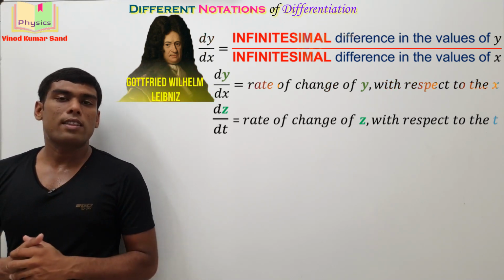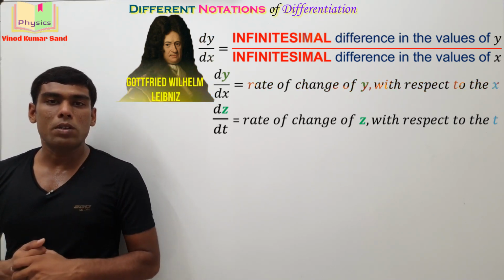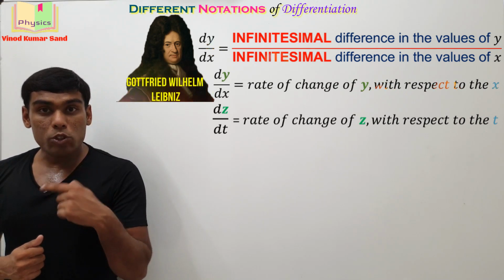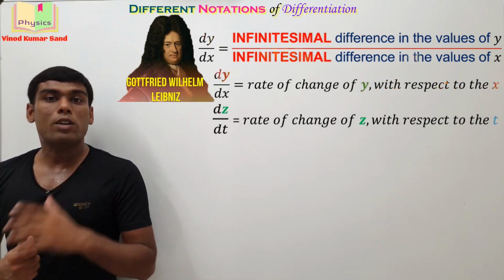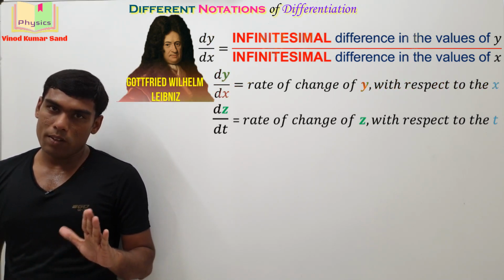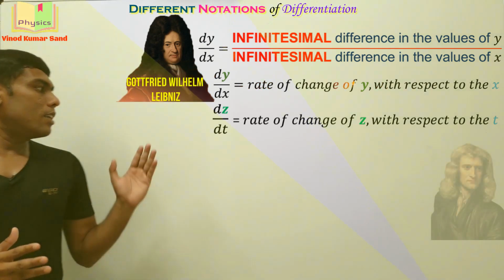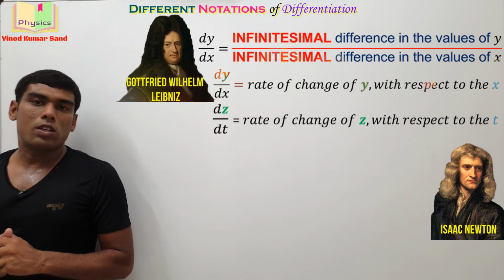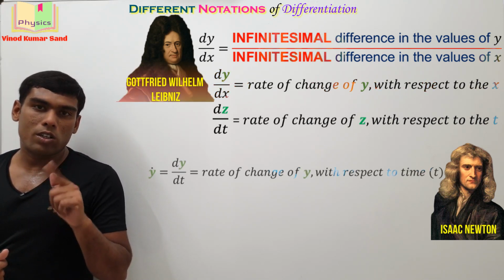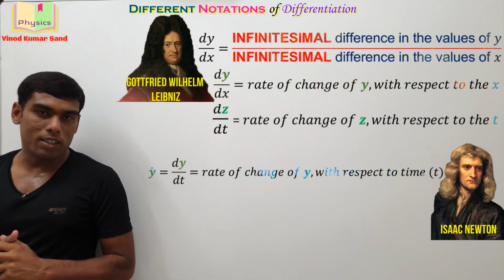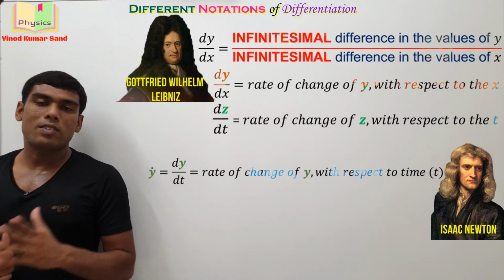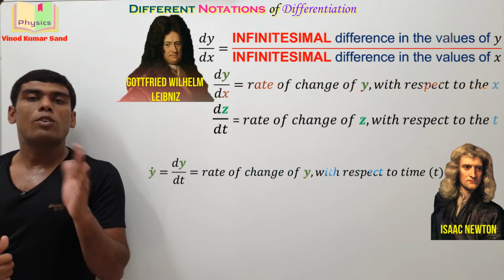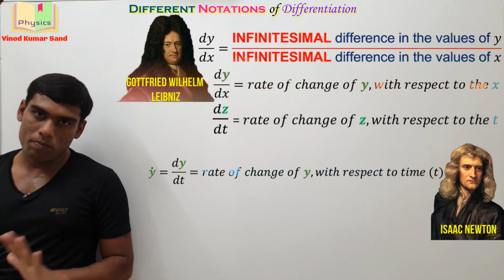Speak up or write in the comment box. dA by dB: the rate of change of A with respect to B. Okay, fine. Next is the notation used by Newton. Newton used the notation y dot or dy by dt. This y dot indicates the rate of change of y with respect to time.